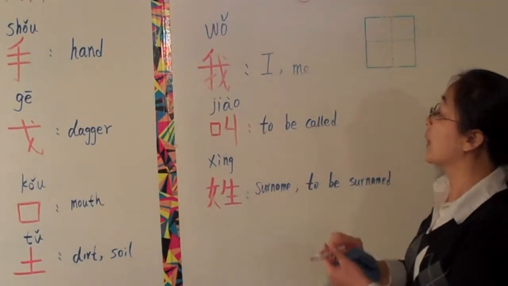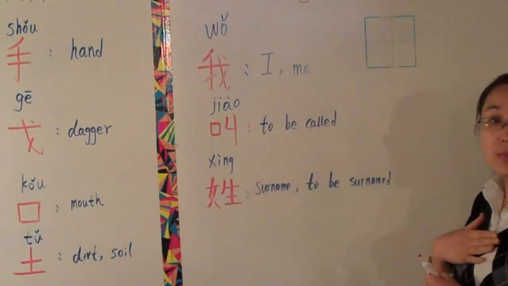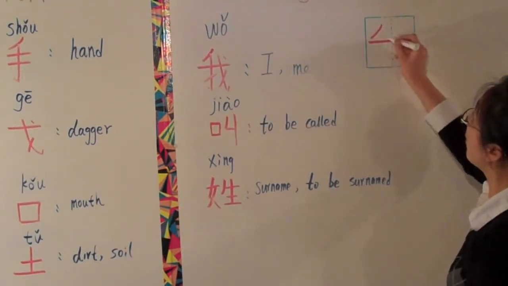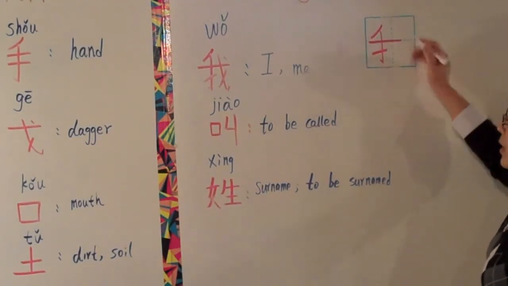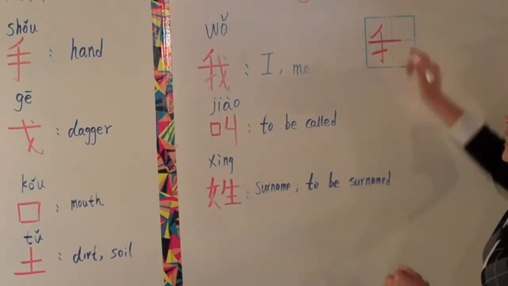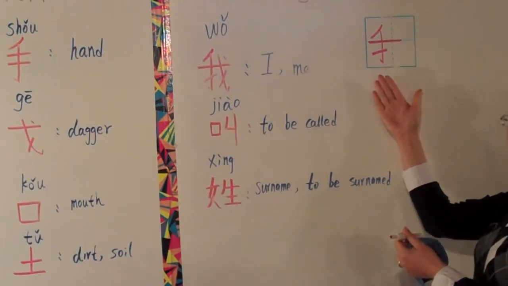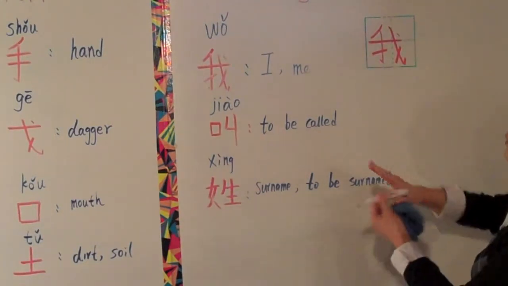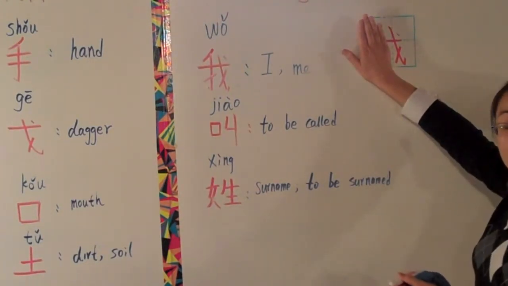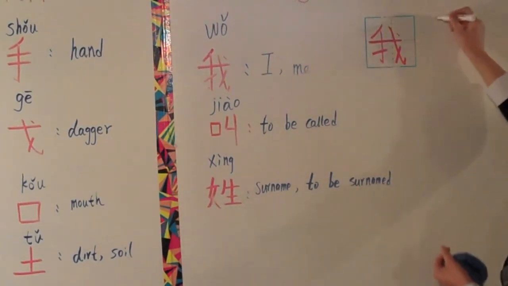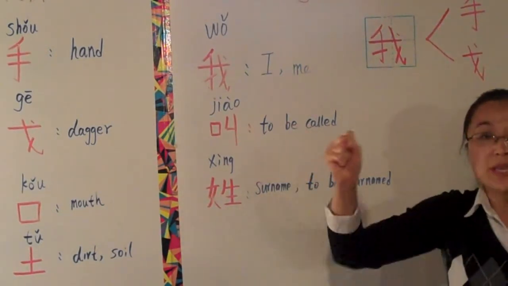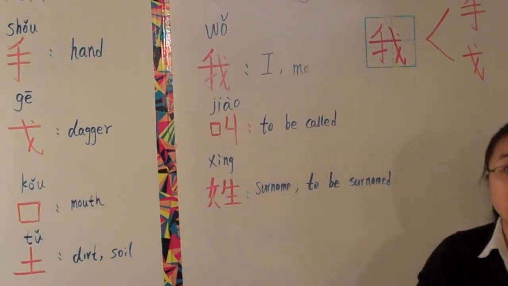我. It means I or me. Let me put this character here. What did you see in this part? Oh, that's the hand. And the right part, what did you see? Oh, dagger. So 我 is made up of hand and dagger. So it's your dagger in hand. That's me.